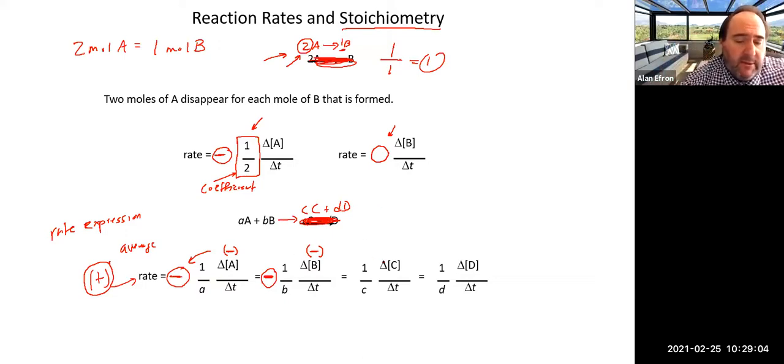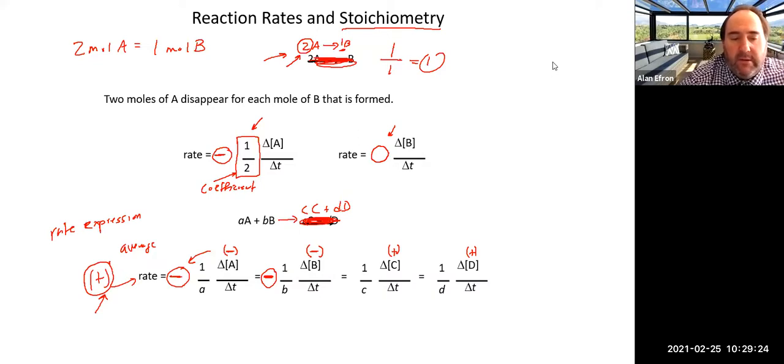Because they're increasing with time, when you do the change in the concentration of your products, you will get a positive number here. And that's why there's no negative in front. Positive, positive, again, allows us to yield a positive rate when we calculate it.